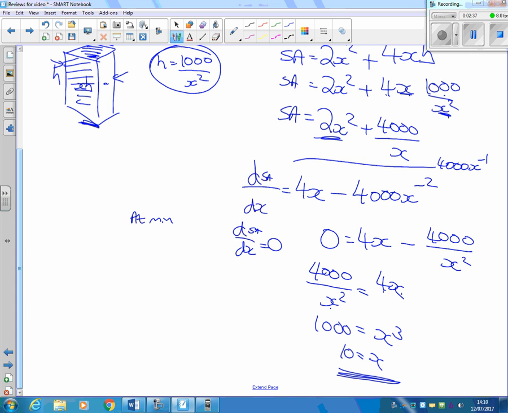There's only the one answer, so I'm not going to go on and do a second derivative to check it's a minimum. The fact that there's only the one answer there, I think that gives me x is equal to 10 as our answer.